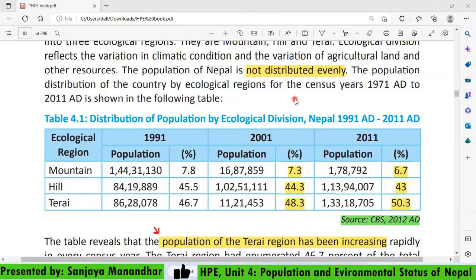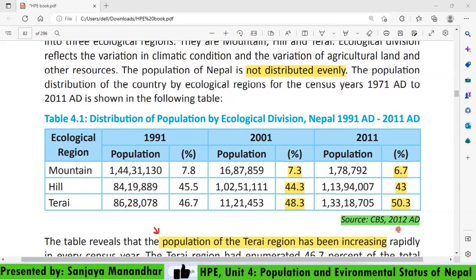So now compare it vertically like this. Let's see. Mountain region 7.3, hill region 44.3, Tarai region 48.3. So which has got the highest population percent? Tarai region, you can see Tarai has the highest, and hill second highest, and mountain has the least population.